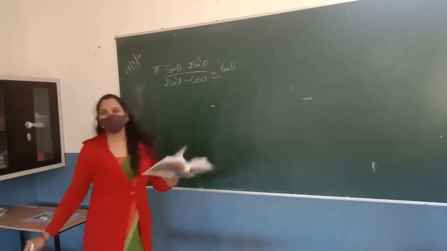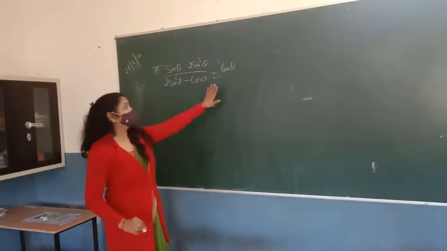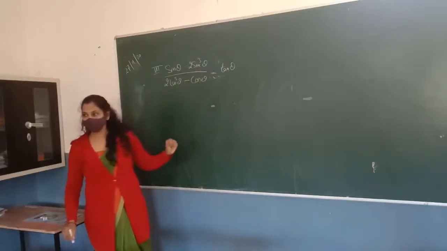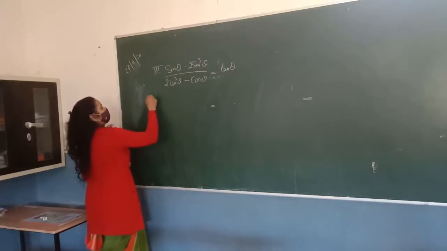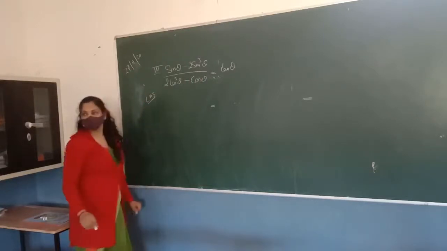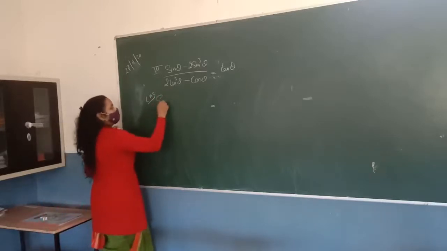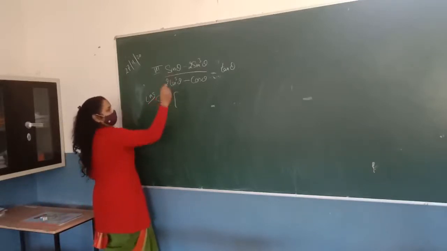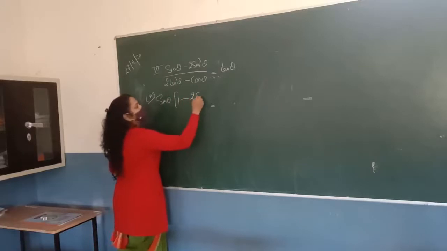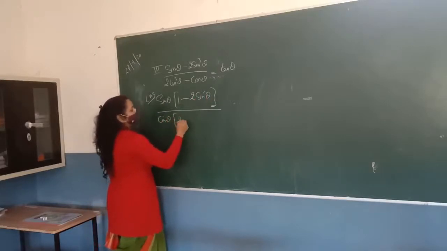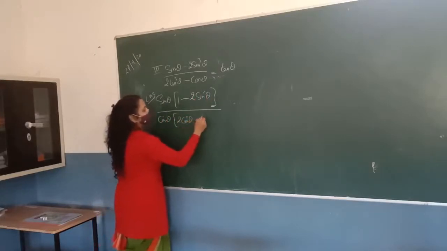It means in the RHS we need sin upon cos. So we need sin upon cos. What should we do? In the LHS, yes, we can take sin theta as common. So here will be 1 minus 2 sin square theta, and cos theta common, here will be 2 cos square theta minus 1.